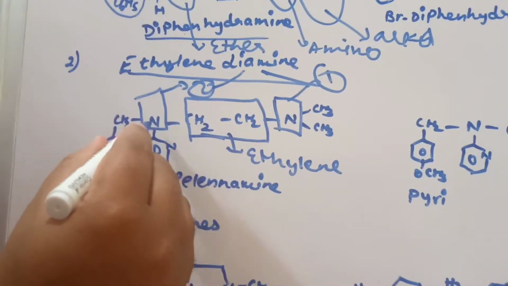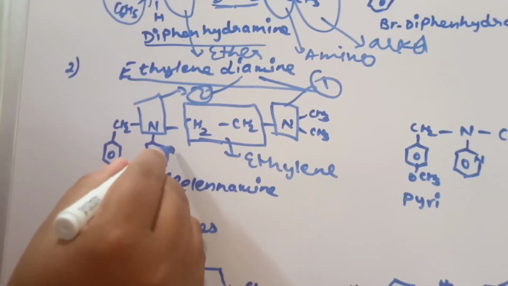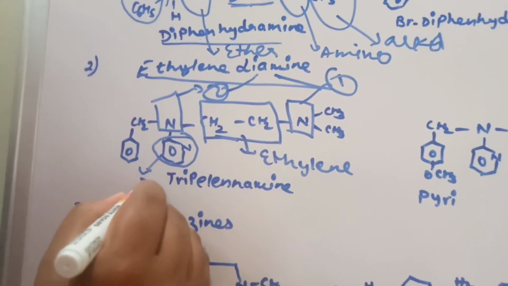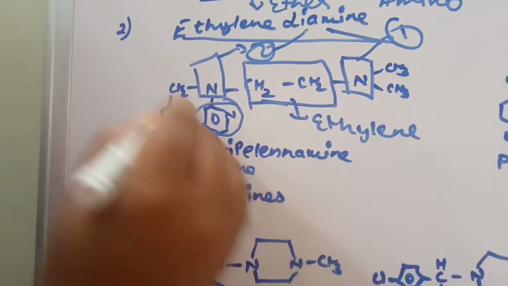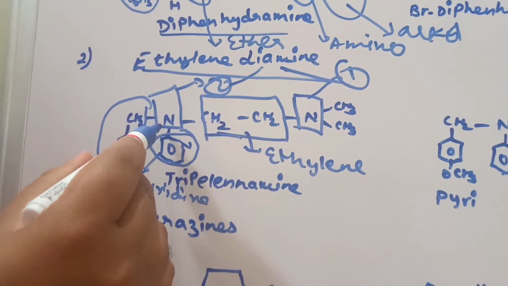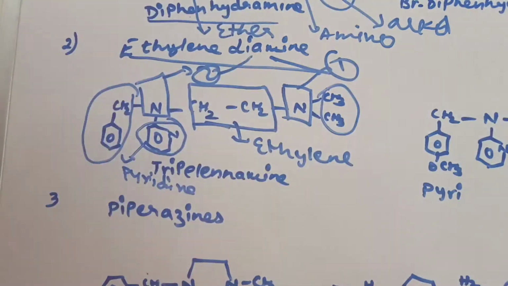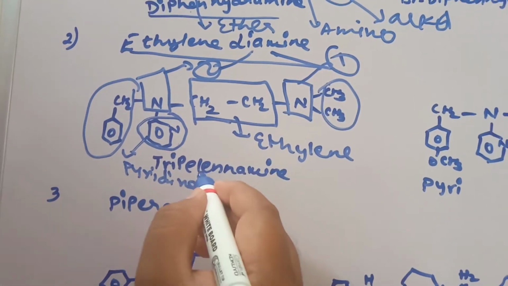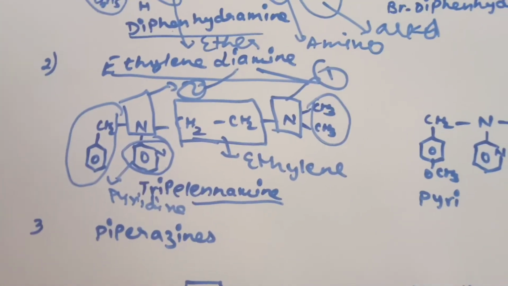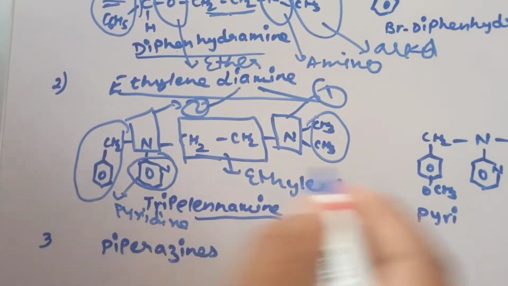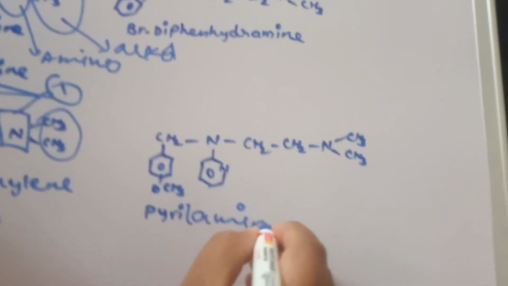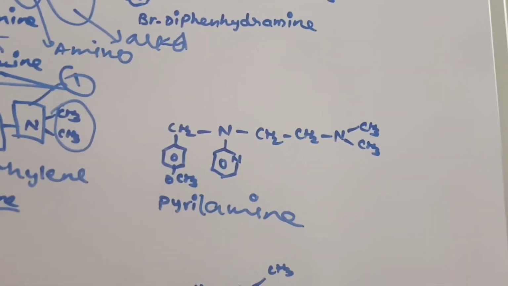Now what happens on this nitrogen atom? There is a six-membered ring containing nitrogen. It is called pyridine. This is benzyl. So benzyl and pyridine are attached on one amino group, and two methyl groups are attached on the other amino group. An example is tripelennamine. This is the structure of tripelennamine. Next structure is pyrilamine. So pyrilamine is another structure.